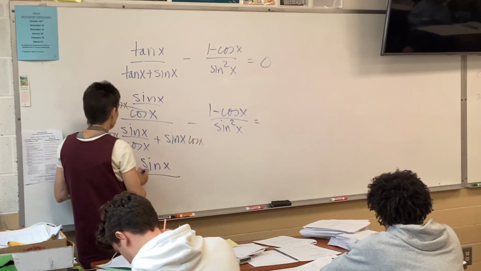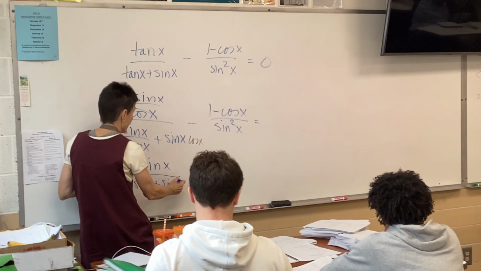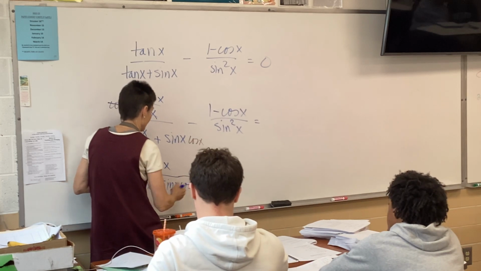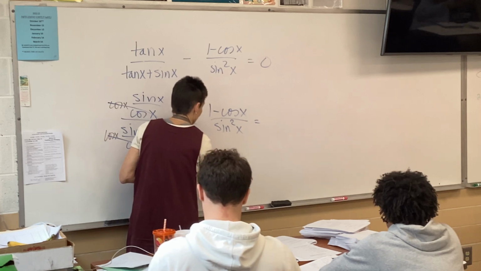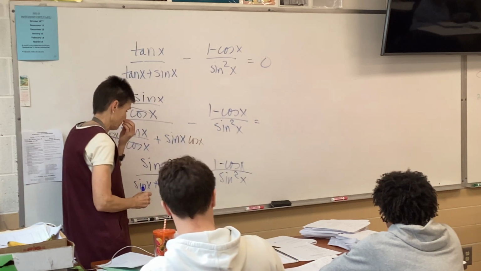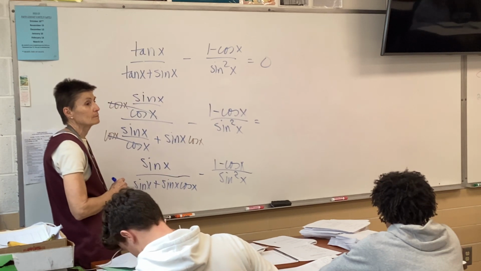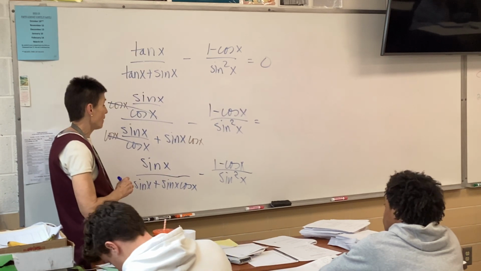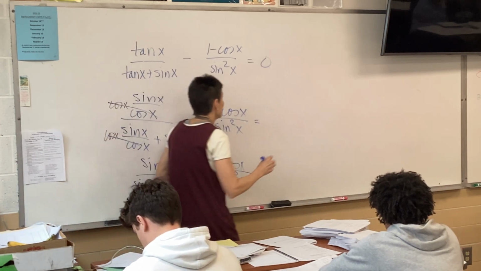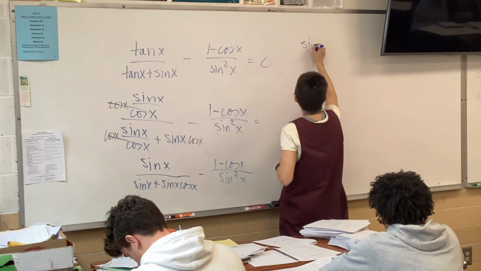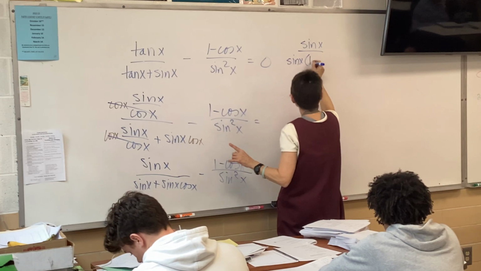Sine over sine plus sine cosine. Factor a sine. So down here I can factor out a sine. And notice then, I'll be left with 1 plus cosine.